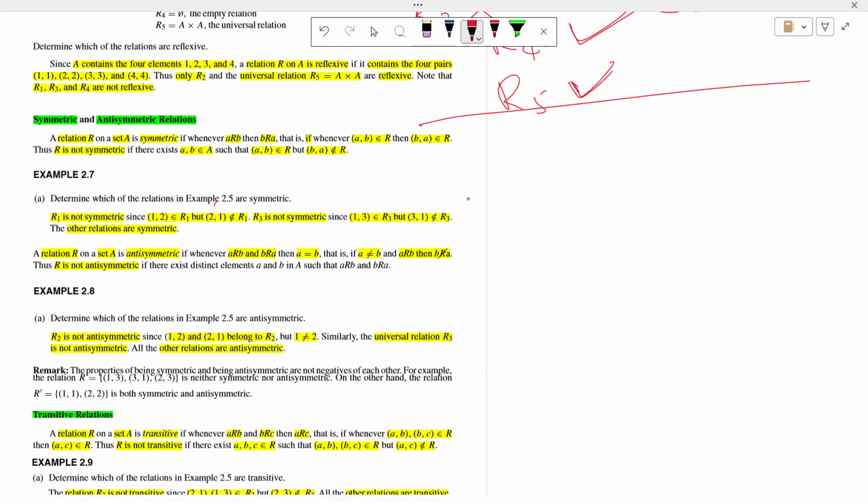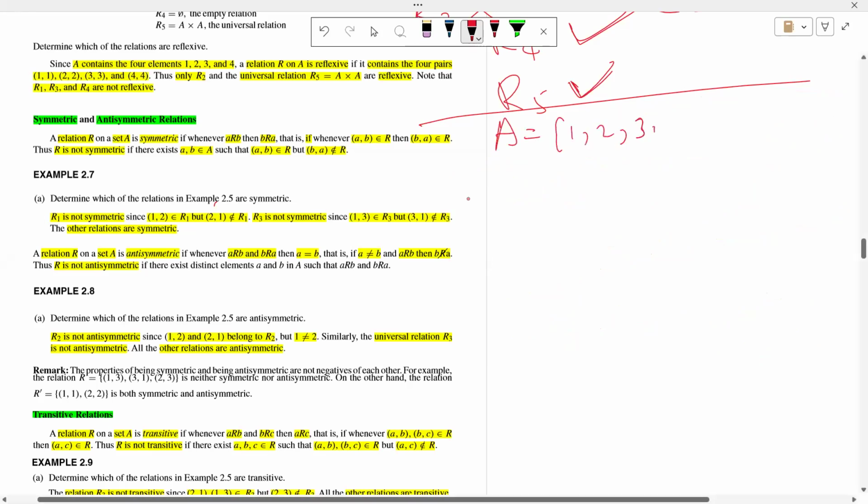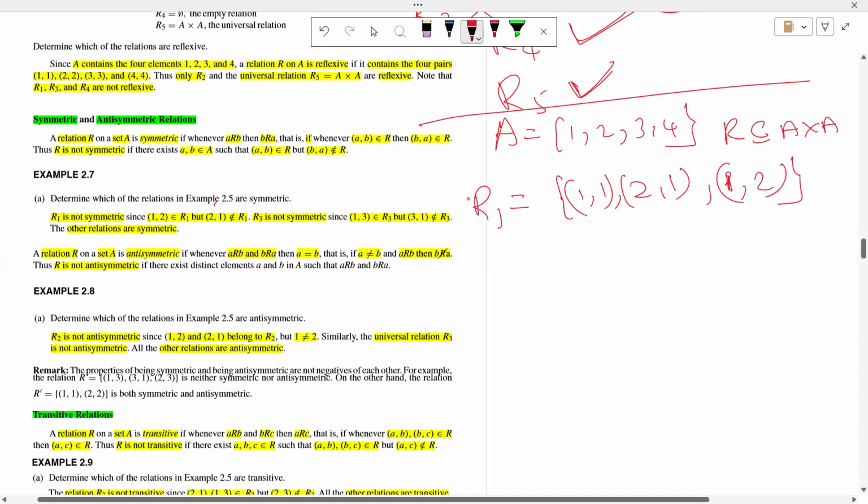Okay, just look here. You have a set A with 4 elements, 1, 2, 3, and 4, right? Now, a relation is a subset of A cross A, right? Now, I am writing a relation R1. It contains 1 comma 1, 2 comma 1, right? This is one pair, 1 comma 1, another pair, 2 comma 1. Now there is another pair, 1 comma 2, right? Now tell me whether it's symmetric or not.